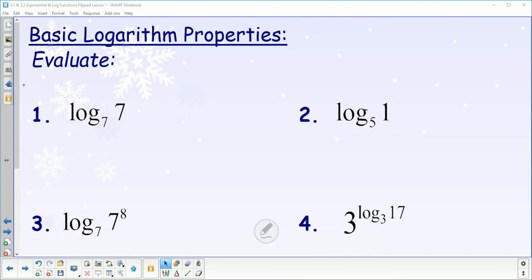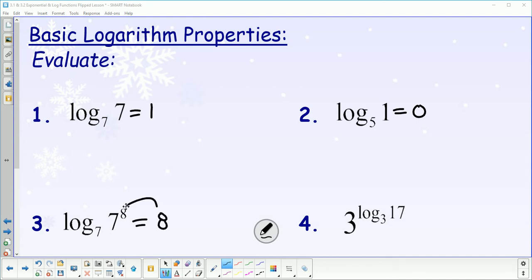So looking at all these, since these two are the same, we're going to say that's 1. This one doesn't matter because when this number is 1, the whole thing is 0. Here, the base of our log and the base of what we're taking the log of are the same, so that's just going to be your exponent. And here, when the base of our exponent and the base of our log are the same, that's just going to be whatever we're taking the log of, so 17.